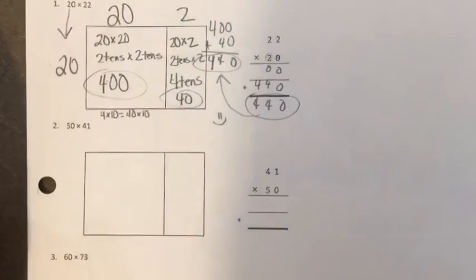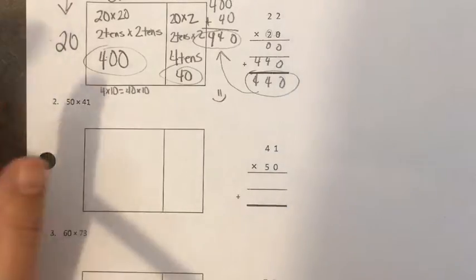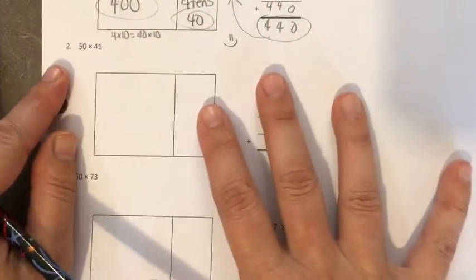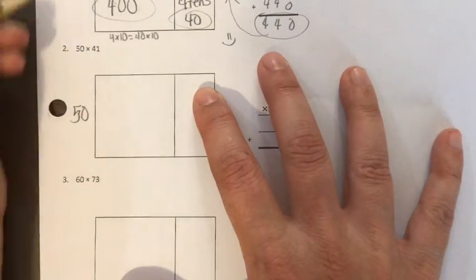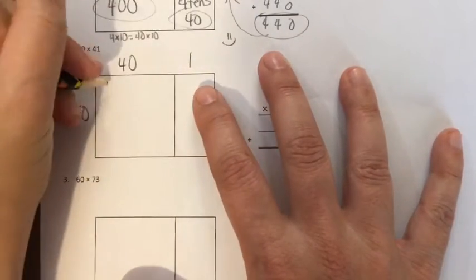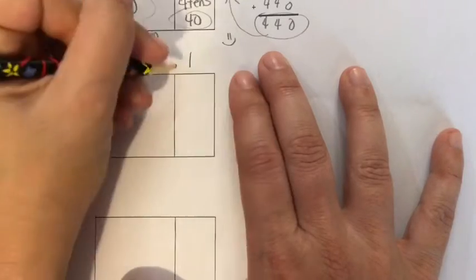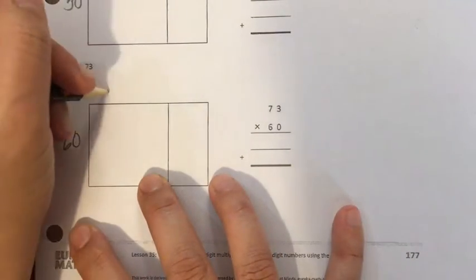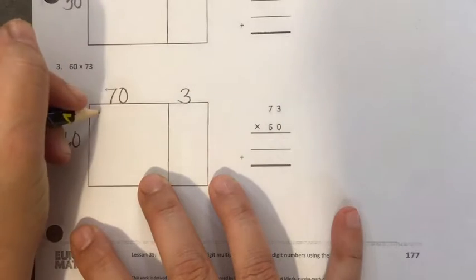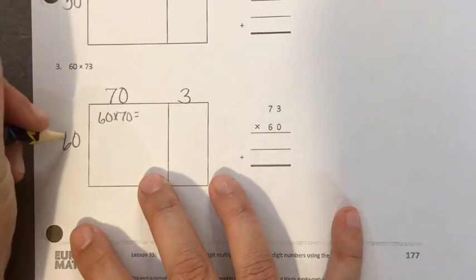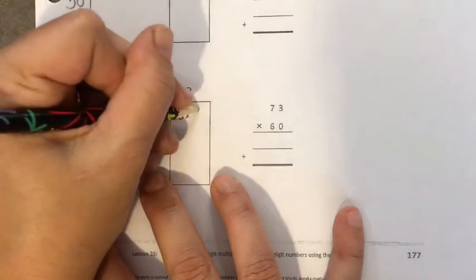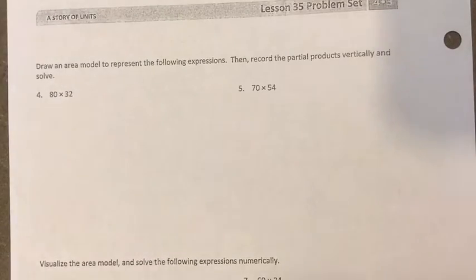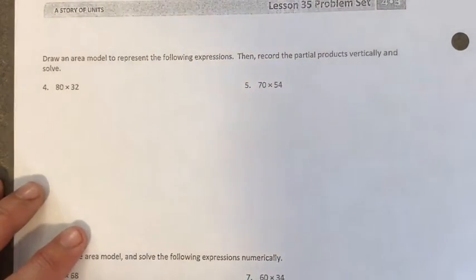All right, fourth grade. This is kind of a different way of thinking of it, but I really do like this strategy. So remember, you're going to set it up like this. 50, 40, and 1. So this is going to be 50 times 40, and this is going to be 50 times 1. Let's look at the next one. 60, 73. So this one's going to be 60 times 70, and this is going to be 60 times 3. Flip your paper over. This one says, draw an area model to represent the following expressions. Then record the partial product vertically and solve.